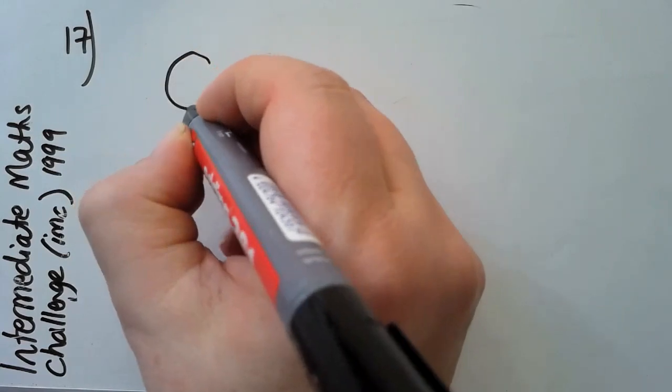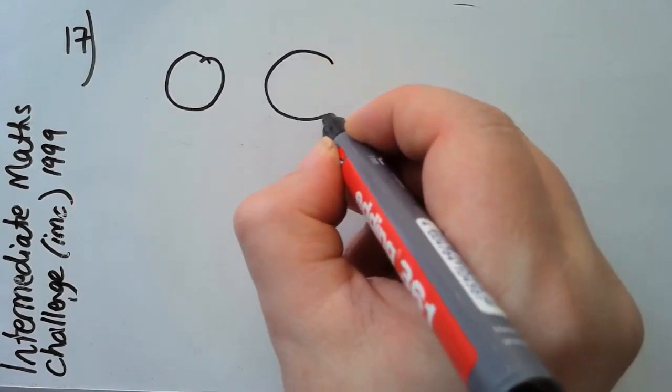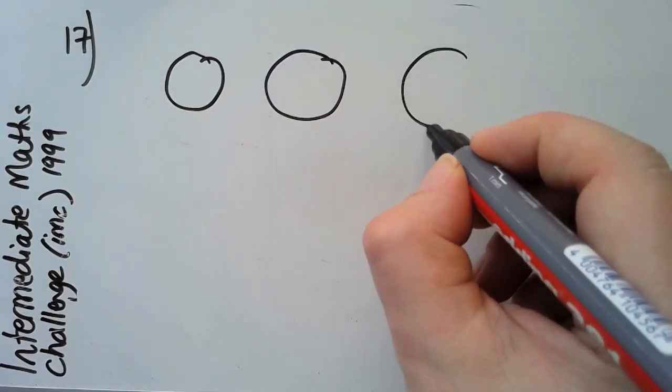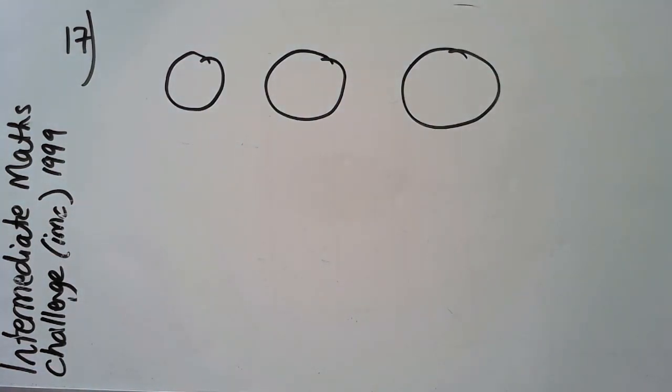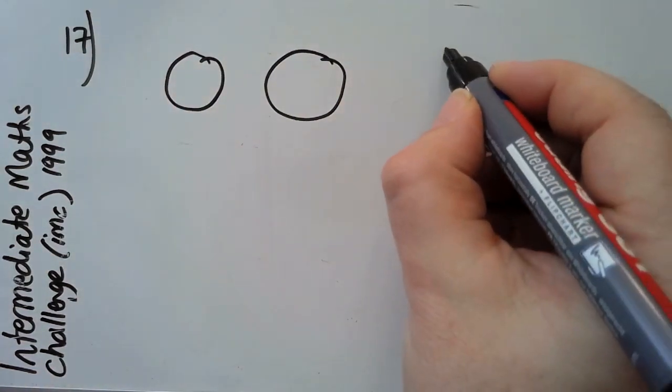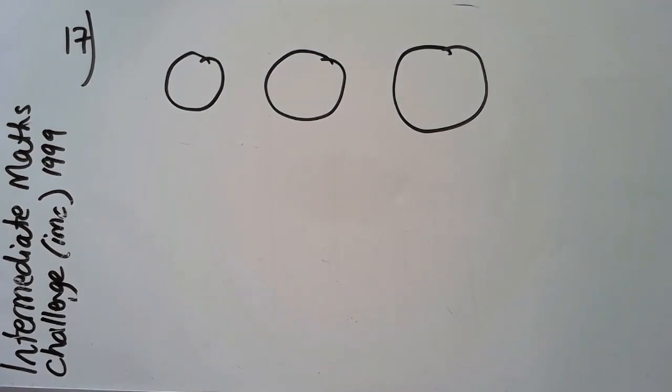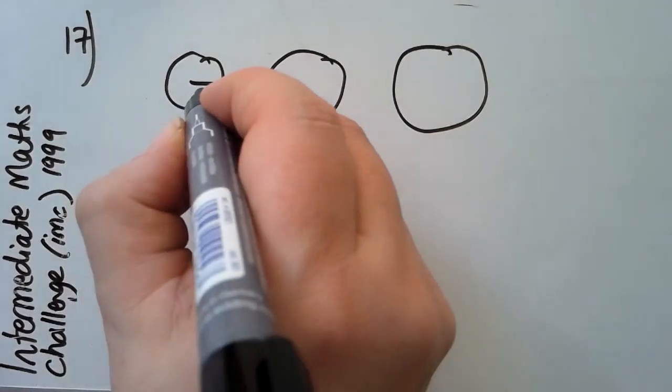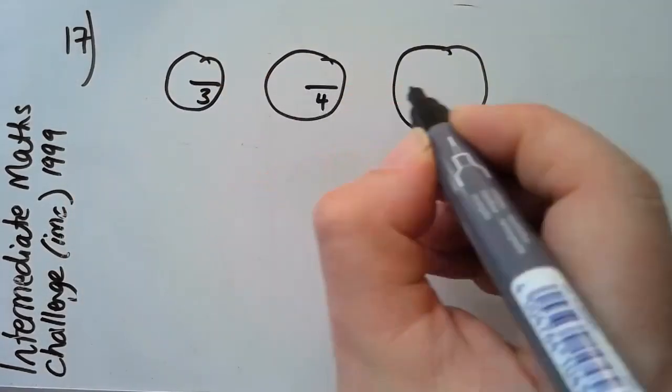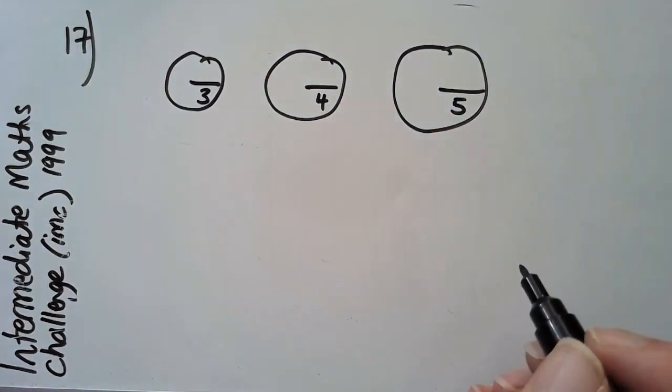So I'm going to draw out a small circle, a medium circle, and a large circle. In fact, I'm going to make that large circle look a little bit bigger. We know that the radii are 3, 4, and 5.